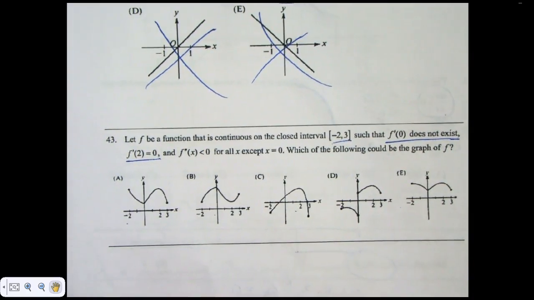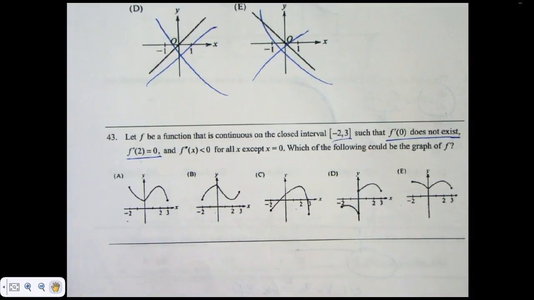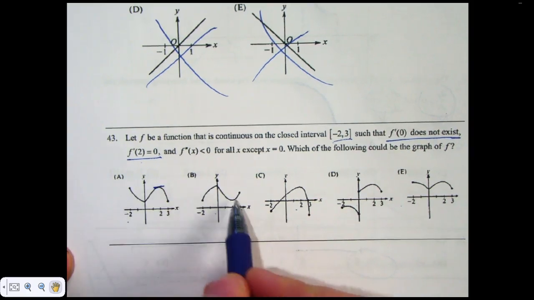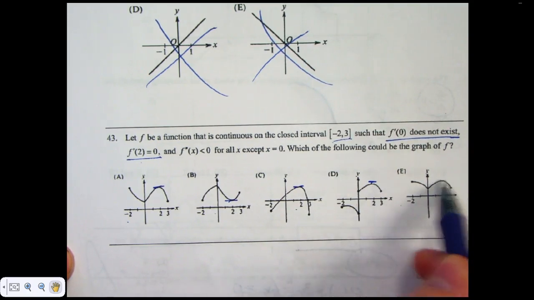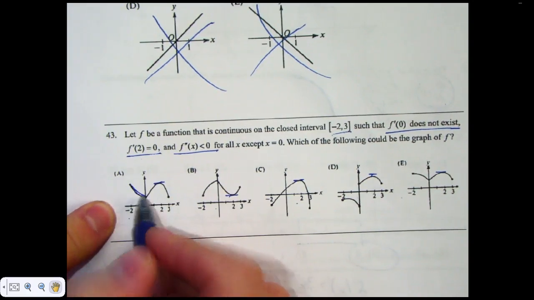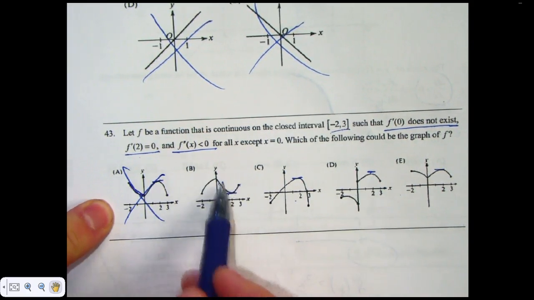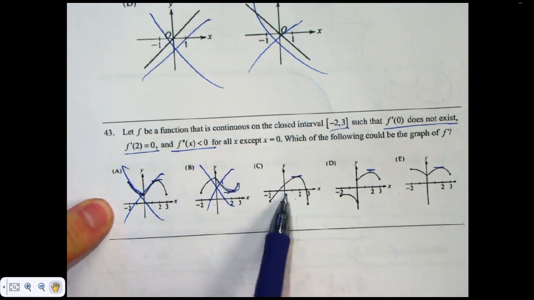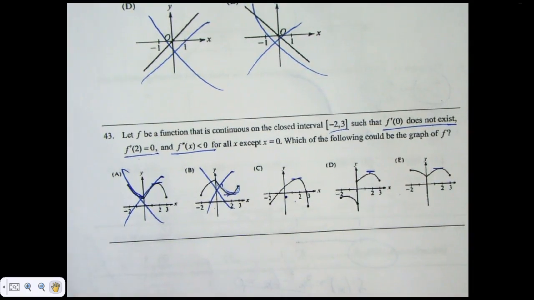F prime of 2 equals 0. So what does that mean? The slope at x equals 2 needs to equal 0. Does that narrow it down at all? It does not, because you got flat, flat, flat, flat, flat. F double prime of x equals 0. What does that mean? Concave down for the entire graph, right? Because it says for the whole graph. So A has this concave up part to it, right? Kill that one. B has a concave up portion to it. Kill that one. C is still alive, D is still alive, and E is still alive.